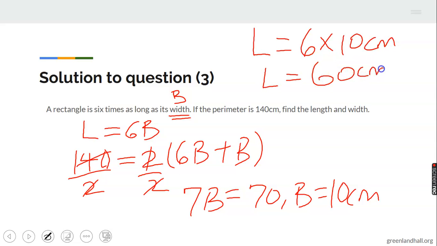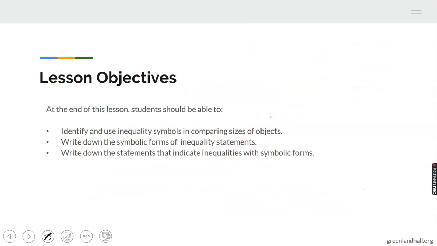I told you in our last class that we can check the statement of the problem after solving. When we identify the unknown and we solve for the unknown, we can put it back into the statement of the problem. Is it true? Since you have your length to be 60 and your breadth to be 10, find the perimeter of this rectangle. It's definitely going to give you 140. So you can validate whether you are right or wrong. Now, what do we have for today?